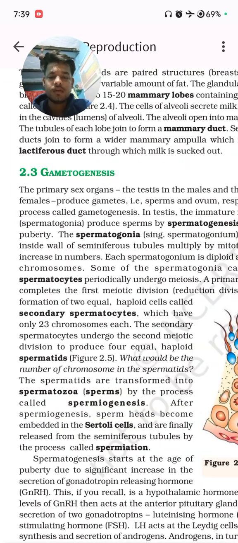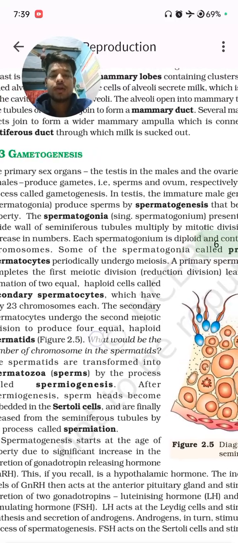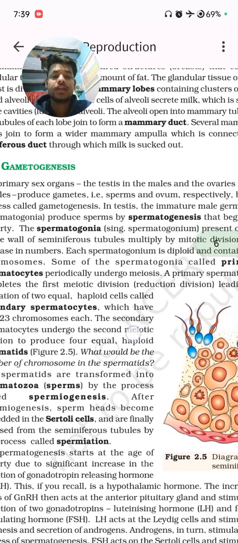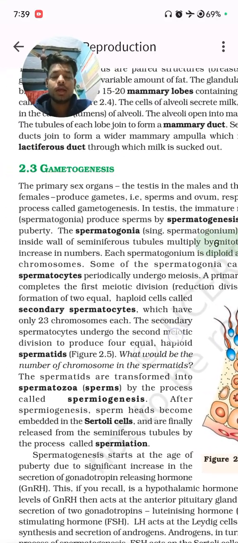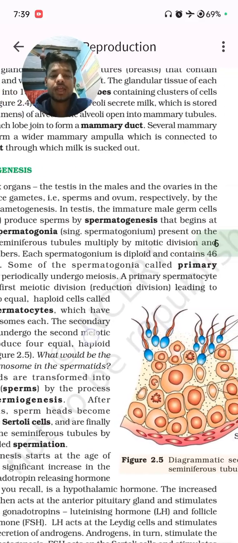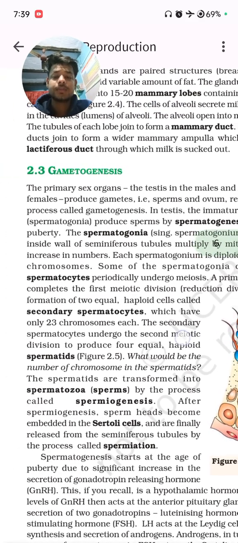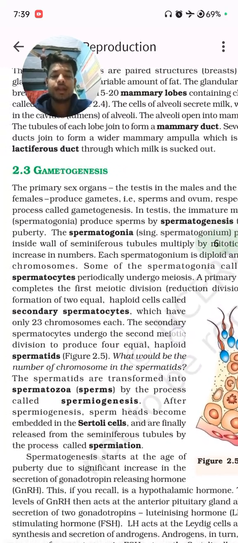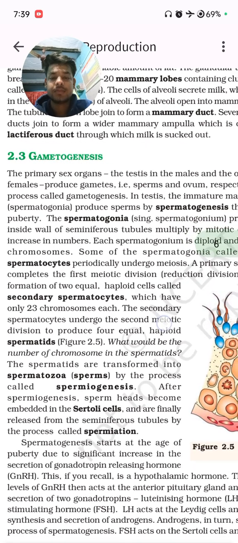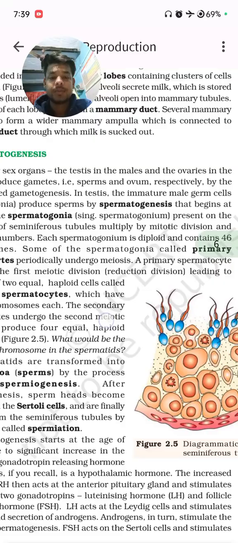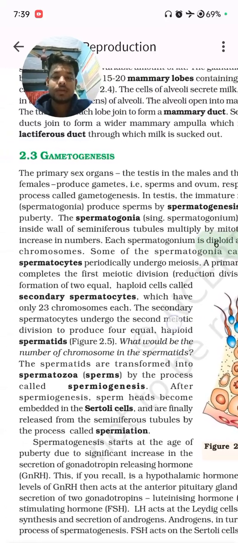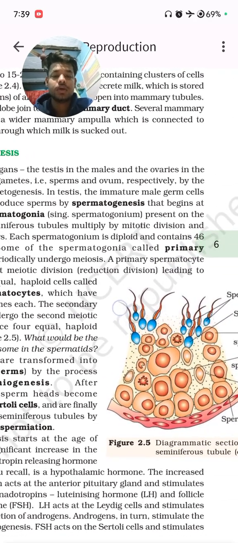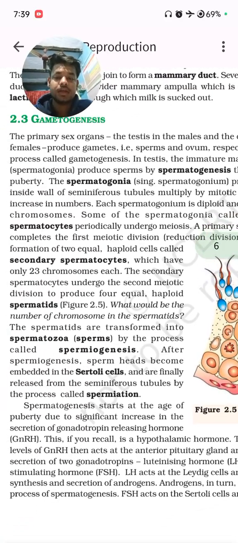Gametogenesis. The primary sex organs, the testes in the male and the ovary in the female, produce gametes, that is, sperm and ovum respectively, by the process called gametogenesis. In testes, the immature male germ cells, spermatogonia, produce sperms by spermatogenesis that begins at puberty. The spermatogonia, singular spermatogonium, present on the inside wall of the seminiferous tubules, multiply by mitotic division and increase in number.